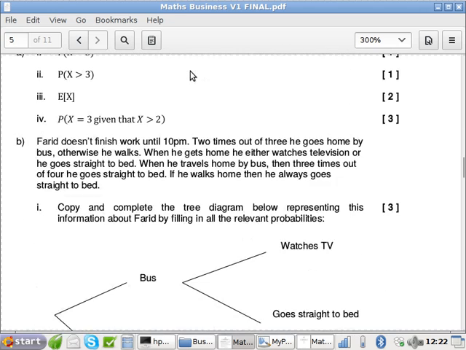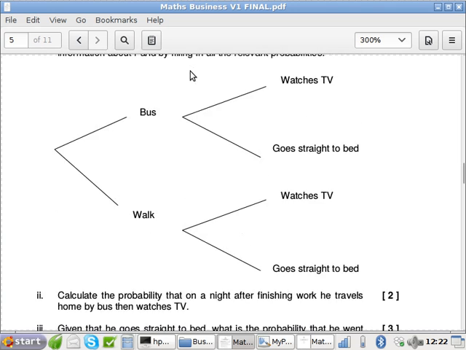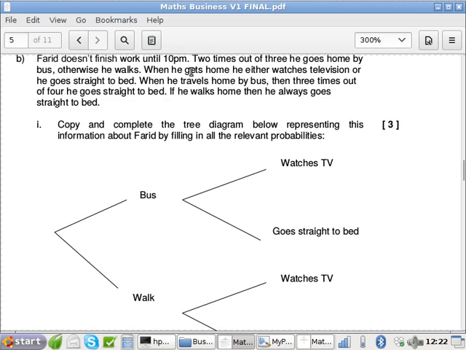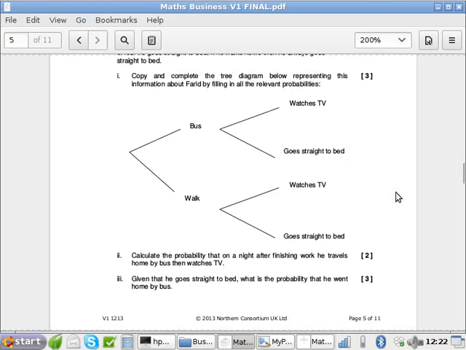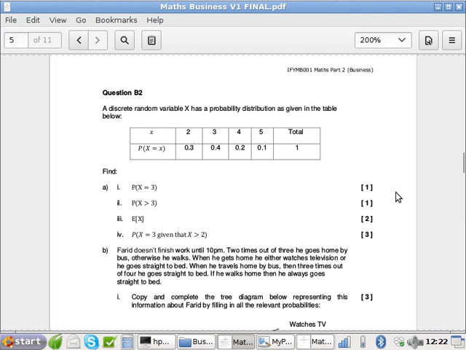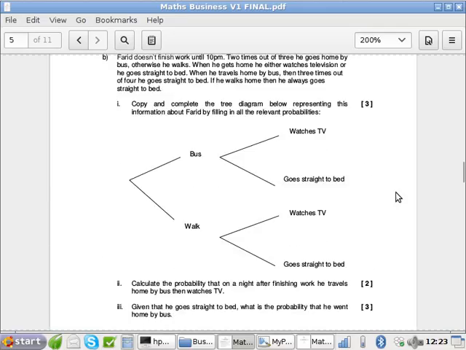Right. Yes, this one. Right, this is part of B2, the second half of B2. I want you to try this.